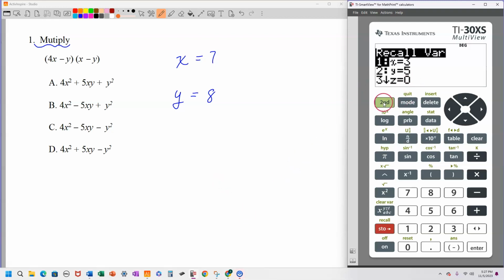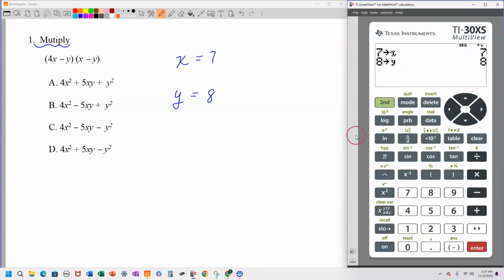So let's quit out of here, second mode, and let's store 7 in for X and 8 in for Y. So let's do that. I'm going to go 7, store for X, hit enter. Don't forget to hit enter. Now I need to store 8 in for Y. 8, store, I'm going to hit this twice now. 1 time, 2 times. 8 stored for Y.